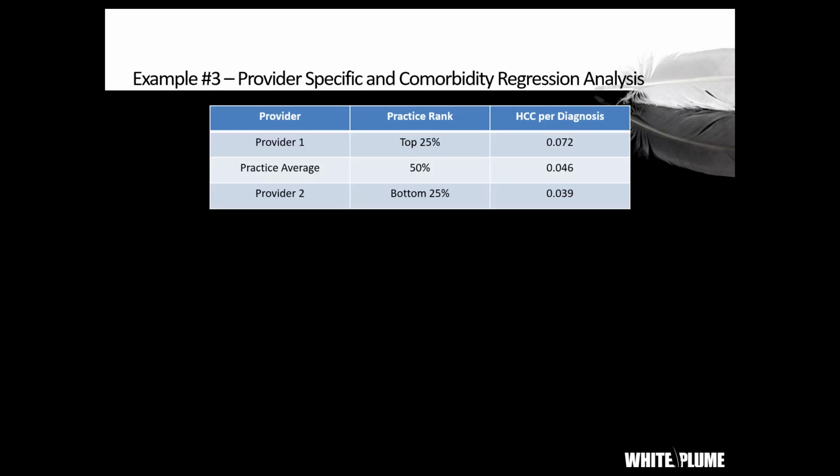Average HCC per diagnosis of 0.07, right? Significantly higher than the practice average, 0.046. Provider 2, again, not the worst, kind of in the top of the bottom quartile, 0.039, right?